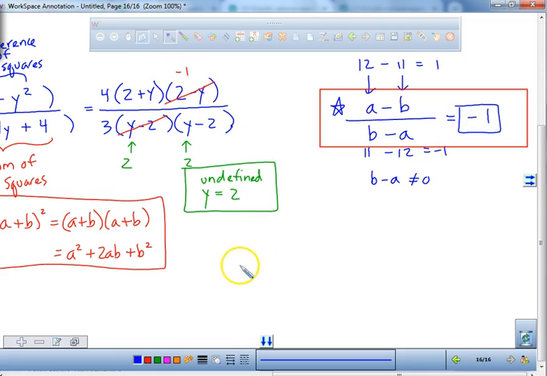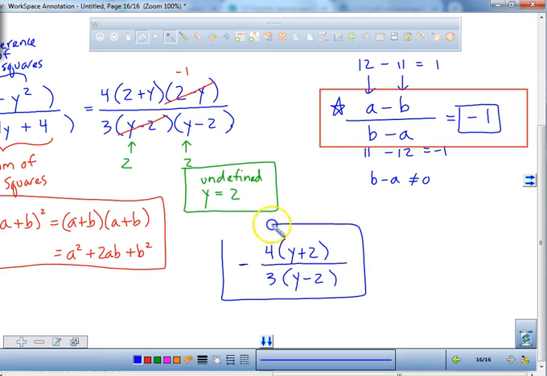So here's going to be our final answer. Right now, I'm going to put a negative right out there in front. Okay? We have a 4. We also have a what? A 2 plus y. I just want you to know that it's also the same as saying y plus 2. These are the same. Over 3, and what's in the denominator? Y minus 2. This right here is my simplified answer.